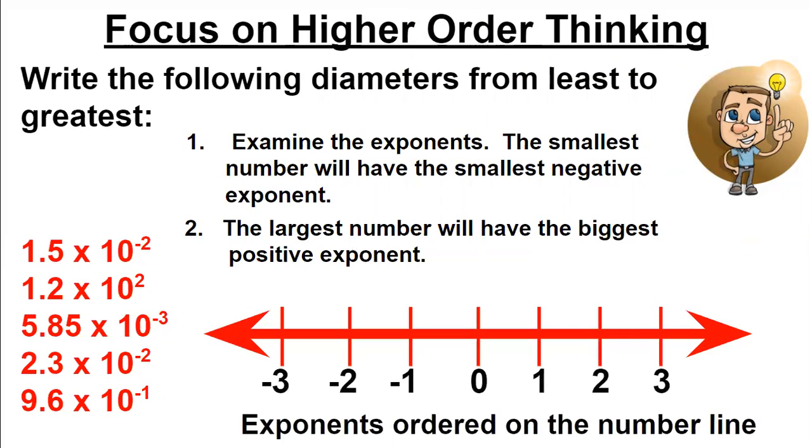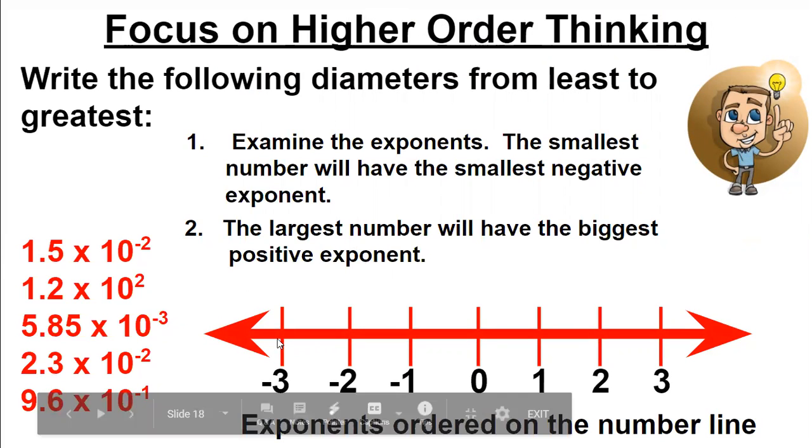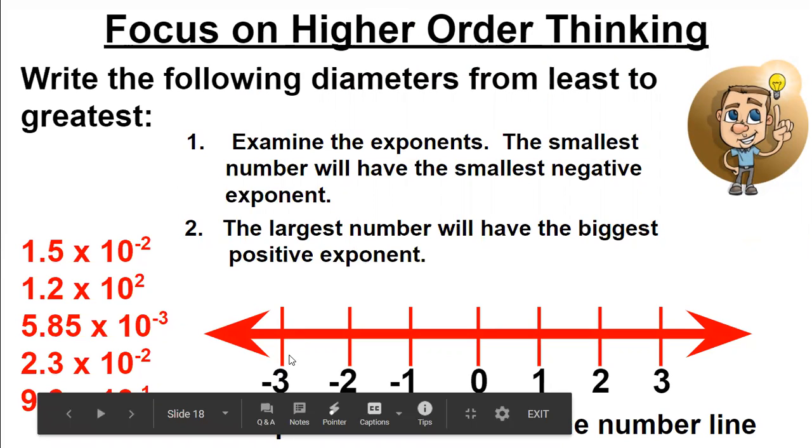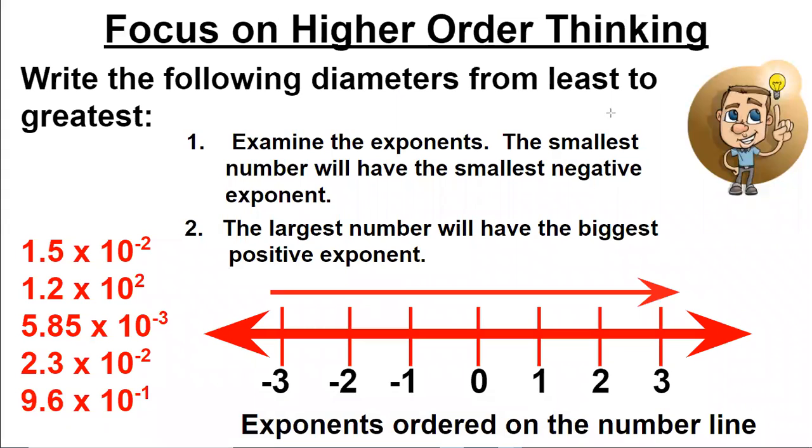So I want to bring the number line out here. These are exponents ordered on the number line. You'll see that -3 here is the smallest exponent, whereas +3 over here is the biggest exponent. Remember that numbers go from left to right and get bigger from left to right.